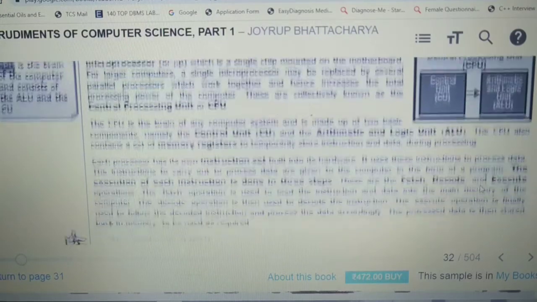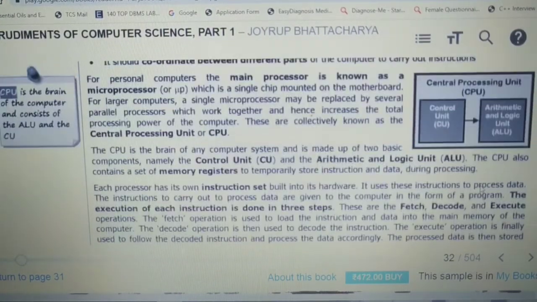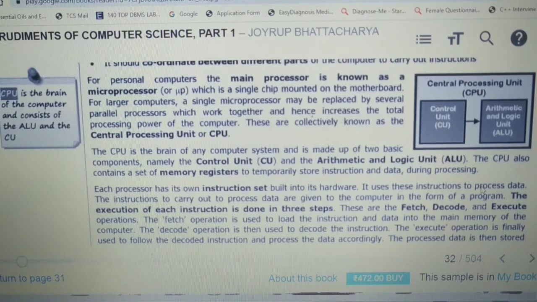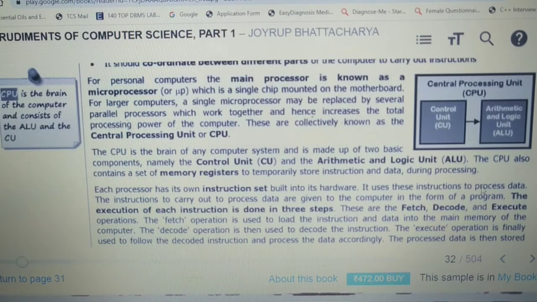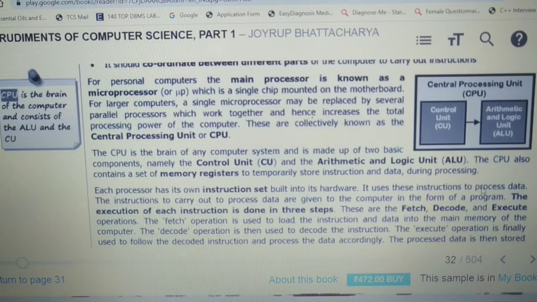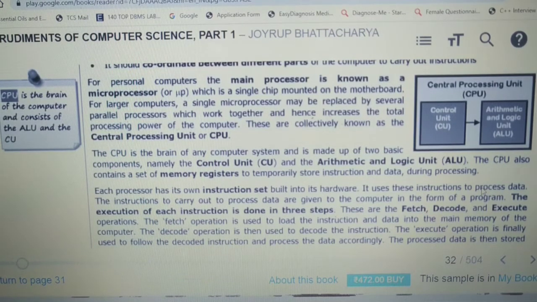Okay, so both of these parts have different modes of functions. Okay, they are performing in a different way. Each processor uses an inbuilt set of instructions to process the data in 3 steps. Okay, so these are fetch, decode and execute operations. So there is a predefined, inbuilt set of instructions, and in this way our data can be processed.